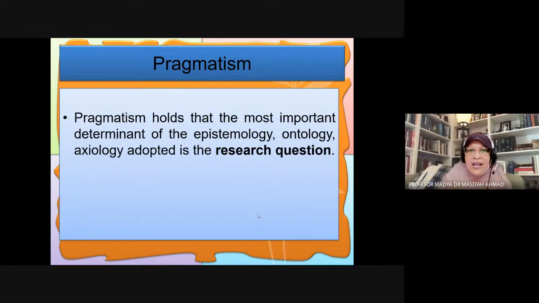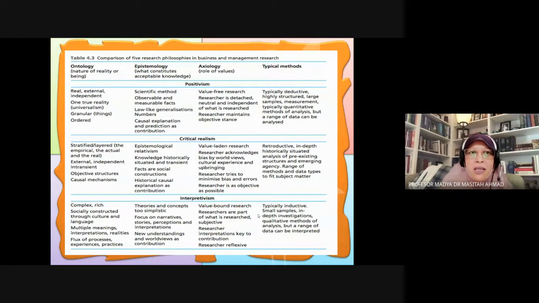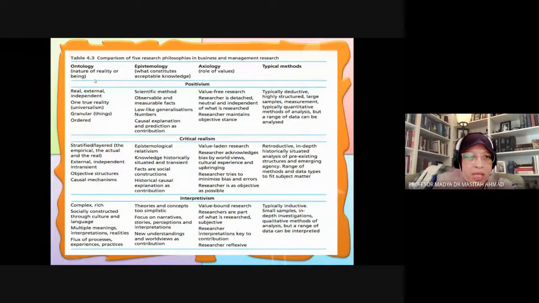Okay, and then, this is the table that compares five research philosophies in business and management research. So basically what this slide is showing, we are going to talk about in our field, which is business and management research. So you can see here, when we talk about ontology, the nature of reality or being: real, external, and independent. So one true reality, universalism, and granular things, which means things, and also order.